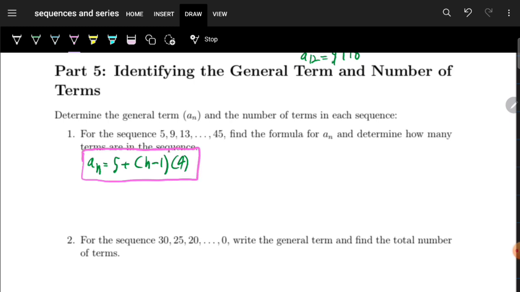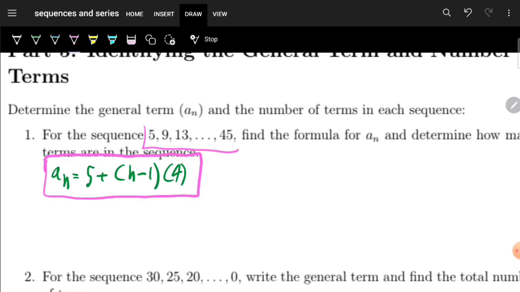Okay, next part. It says to figure out how many terms there are. Well, how can we figure out how many terms there are in this sequence? I know this is term 1, this is term 2, this is term 3. And if we figure out which term this is, then we would be able to figure out how many terms there are in the sequence. Let's say this is the 10th term. If the last term is the 10th term, that means there are 10 terms in this sequence. So our goal is to figure out which term number 45 is.